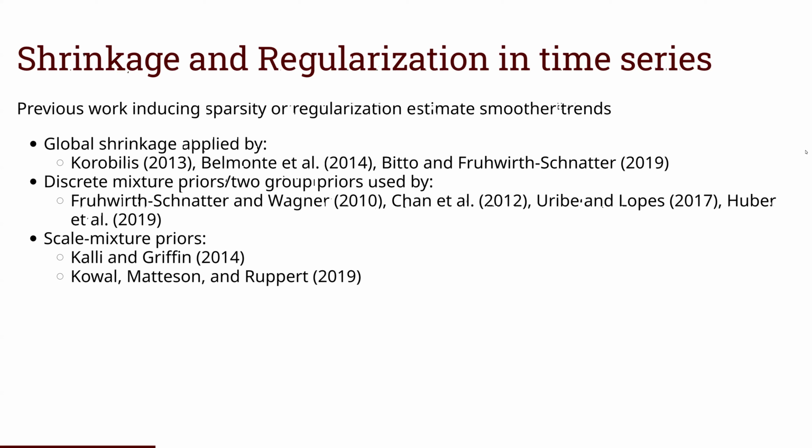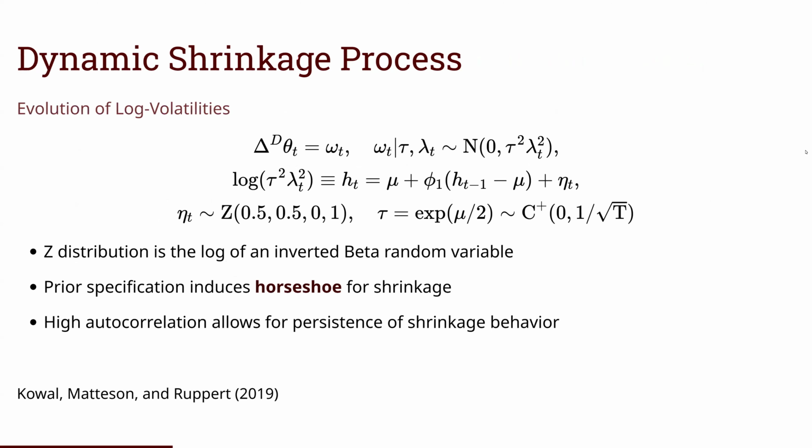We are working off of this work, Cowell et al. in JRSSB in 2019, doing local shrinkage, which is the scale mixture prior, meaning that we don't have that latent indicator. Instead, we have a hierarchy where we're sort of mixing in the variance of the increments, and I will go into all of this now.